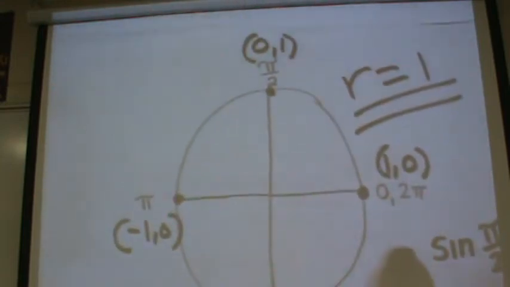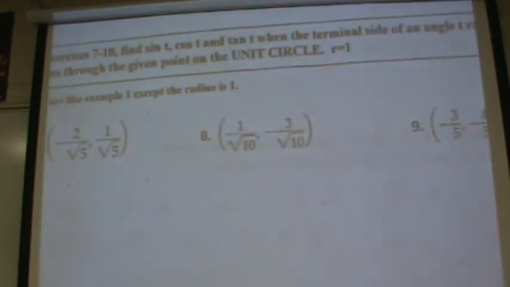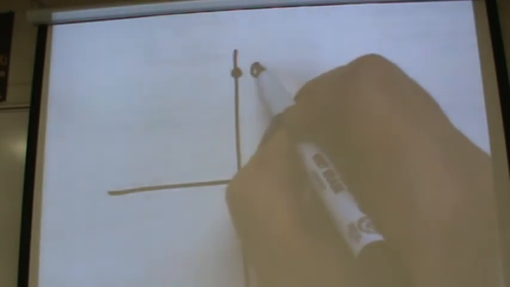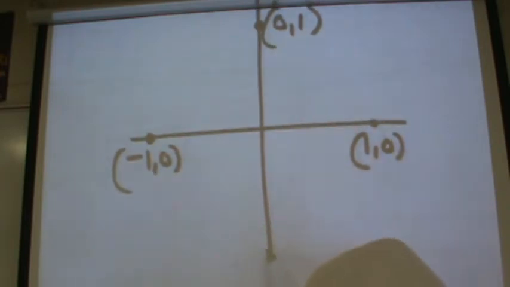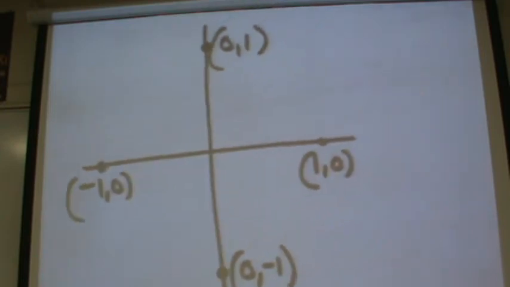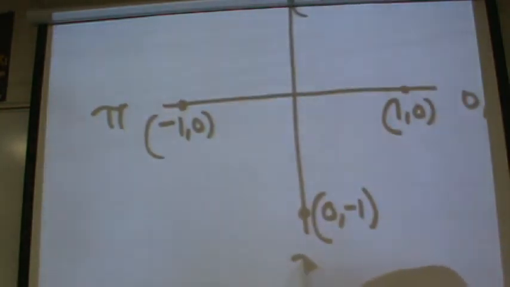So you've got to know these ordered pairs. Always go to your x. When you do these ones, this is what I always do. I go like this. I draw my x and y axis. I go over 1 unit, up 0. I go over 0, up 1. I go over -1, up 0, and I go down 0, over 0, down 1. And then I say, okay, right here we're at 0 or 2 pi. Here we're at pi over 2. Here we're at pi, and here we're at 3 pi over 2.